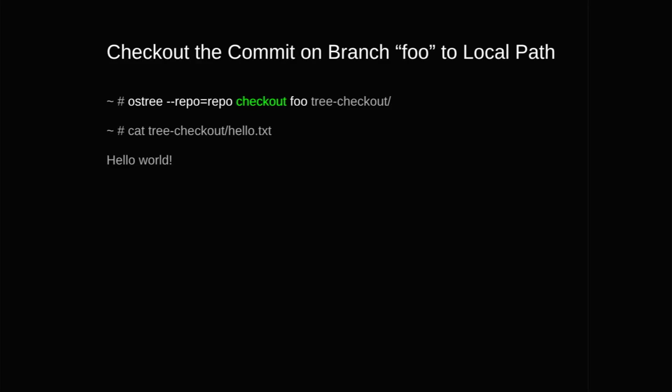Now we can use ostree checkout foo branch. It will check out the latest OSTree commit on the foo branch to the tree-checkout folder. So we can see the tree-checkout folder here has the hello.txt, and the content is hello world.